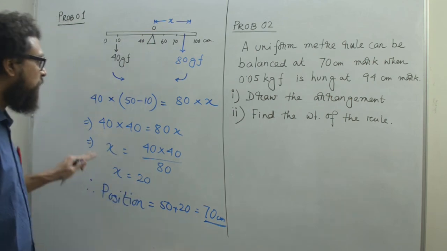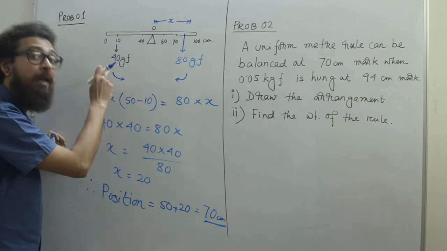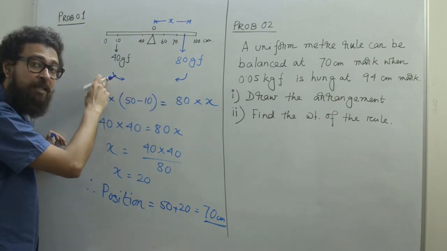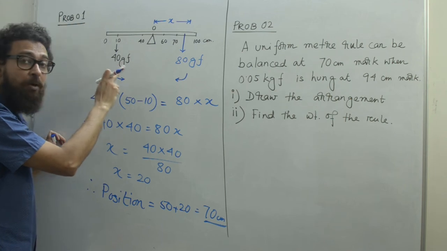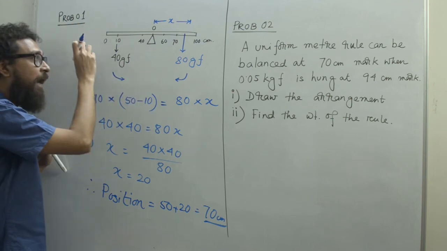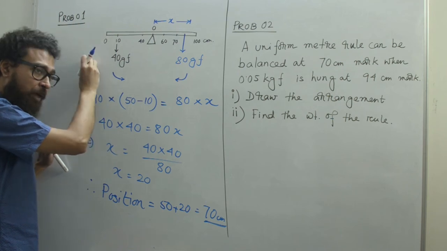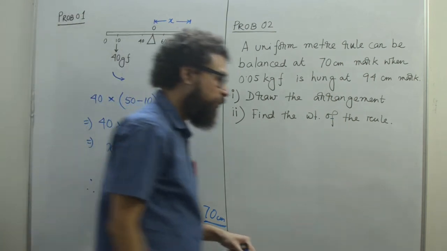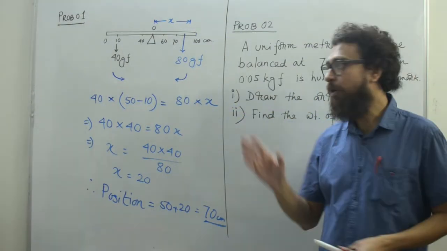Sure? You have understood? Don't forget these arrows. This will help you, and also it will send a message to the examiner that you have understood the logic correctly. Sure enough? Okay. Now here the diagram was given. Problem 1. Now come to problem 2. Can you see problem 2?